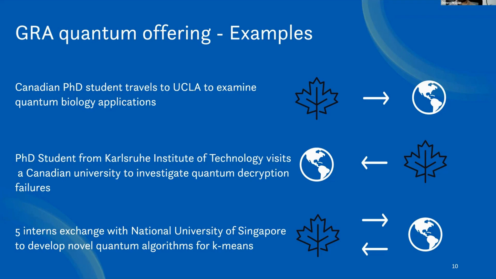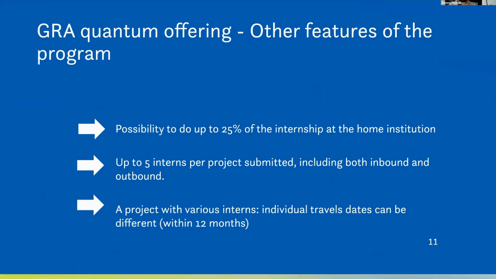And my last example is about a project that has inbound and outbound mobility. So you could have 5 interns on the same project, and it could be an exchange with the National University of Singapore, with Canada, of course, to develop a novel quantum algorithm for key means. So those are 3 examples, but it could be many other projects with a lot of different universities as well.